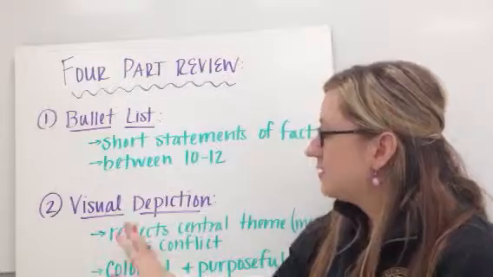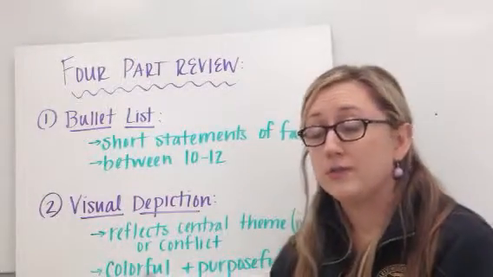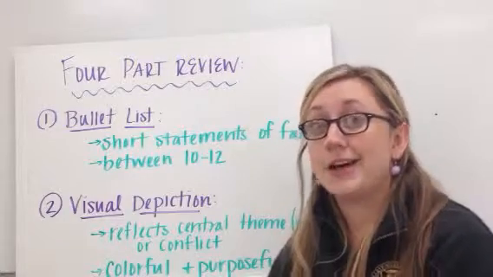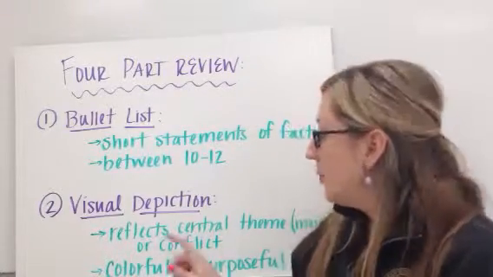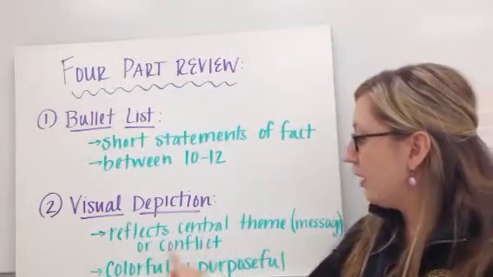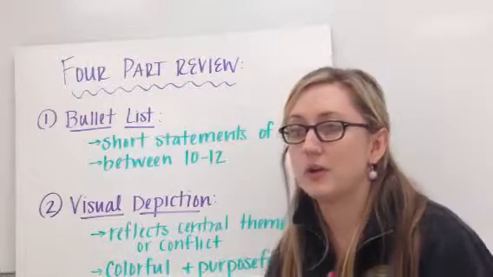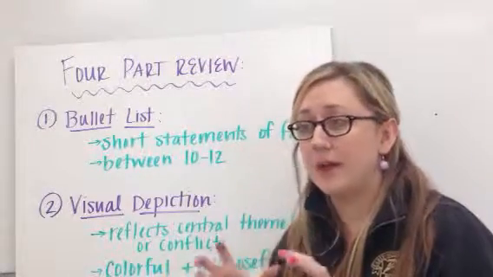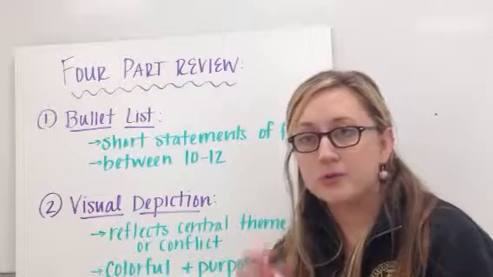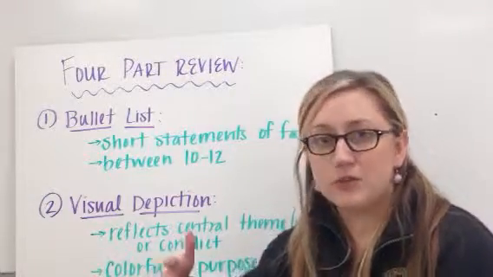The second piece is the visual depiction. This is something that you're going to draw. Okay, so if you are more artistically inclined, this may be something you want to do, but it should reflect the central theme or message or conflict of what we read. Okay, so it's not necessarily that you just draw something you like, right? But think about what we read, something that happened or something that the piece of writing taught us, and then think of a way to visually draw that.